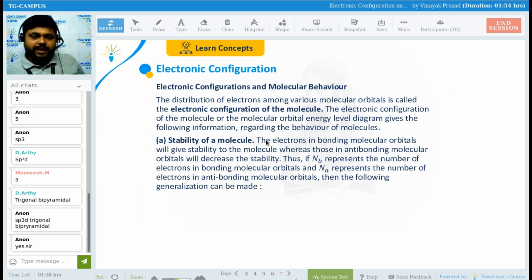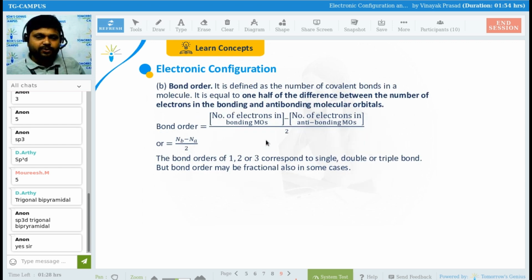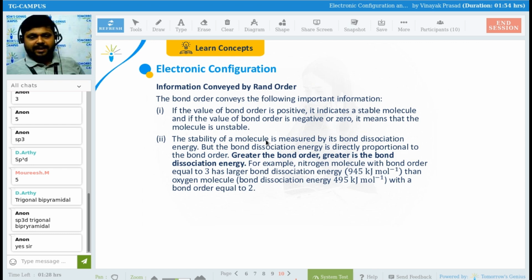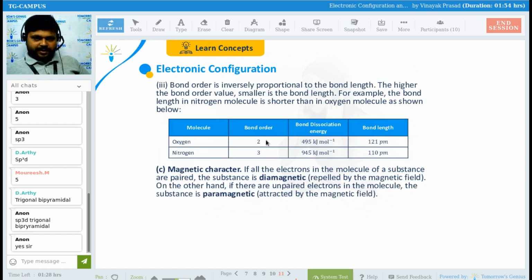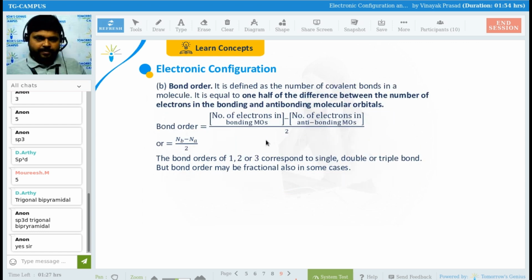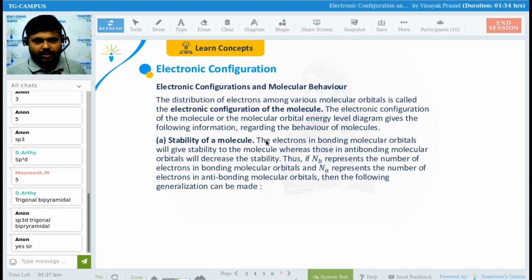So we will be going to see how the electronic configuration works. There are a few points, guys, that we have to see, right? And after that, we will be solving some questions as well, right? So the important points for us are electronic configuration and molecular behavior. First of all, the distribution of electrons among various molecular orbitals is called the electronic configuration of the molecule. Like how the electrons are distributed among the atomic orbitals and how they have combined to form molecules, that we will be going to discuss, right?